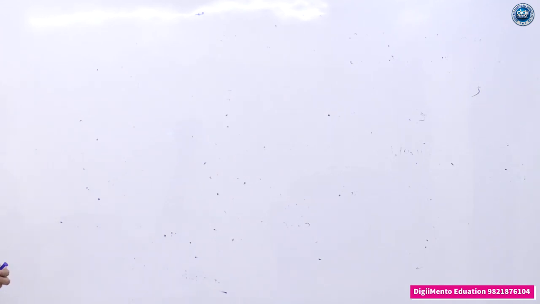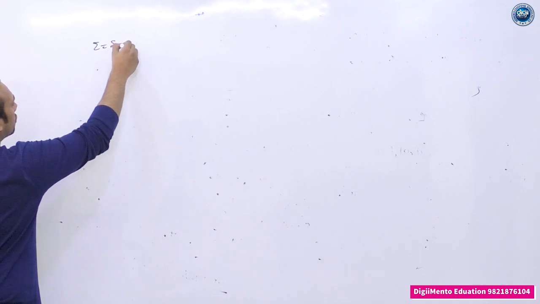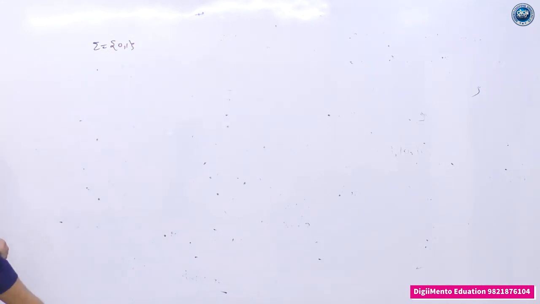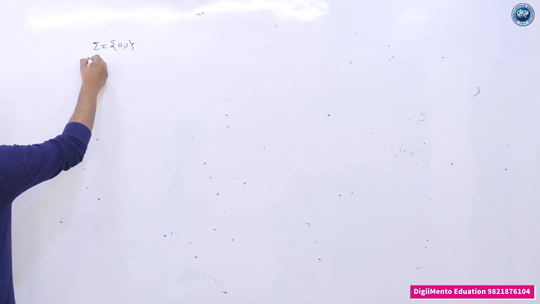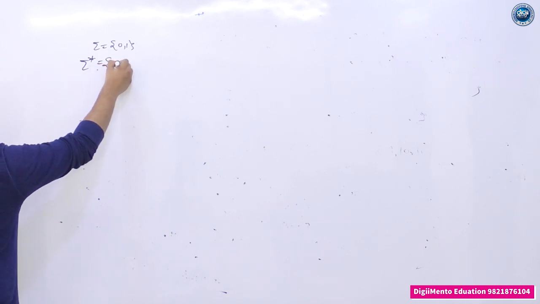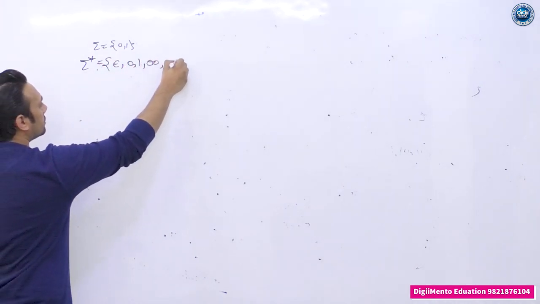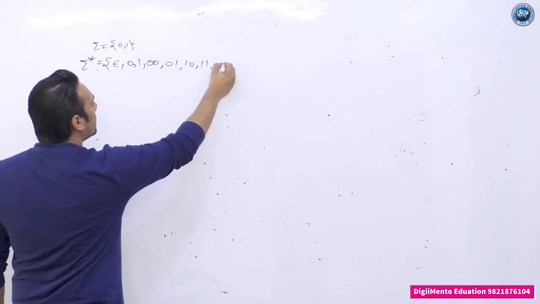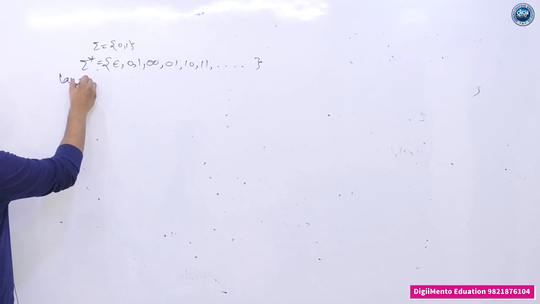So let us take a few examples here. If I say summation is equal to {0, 1}, that means we have only 2 alphabets in our language. Now if I say summation star, it is going to be epsilon, single 0, single 1, 00, 01, 10, 11, up to so on till infinity. So inside summation star, there are infinite combinations.